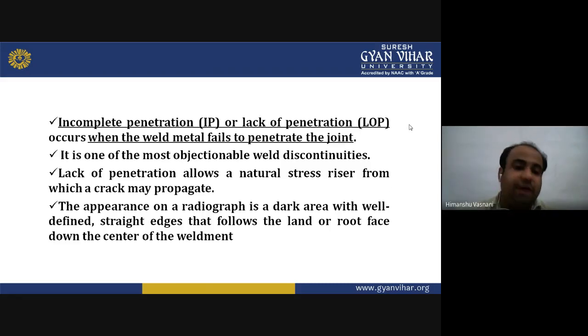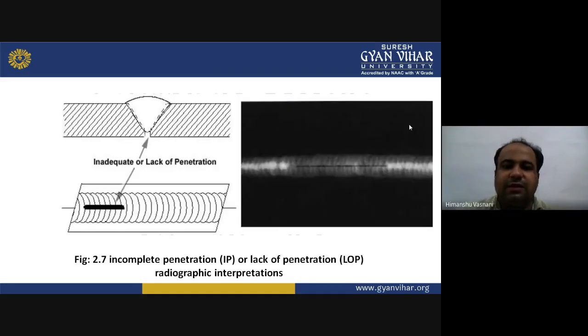The appearance on a radiograph is a dark area with well defined straight edges that follows the land or the root face down the center of the weld. I'll show you this incomplete penetration. Let me show you this slide. Now you can see that there is a lack of penetration in the above diagram. You can see that there is inadequate penetration of the welding material. This is shown properly in the bottom figure. You can see the black line, a regular line, showing that there is inadequate penetration.